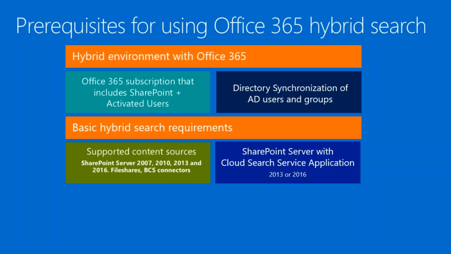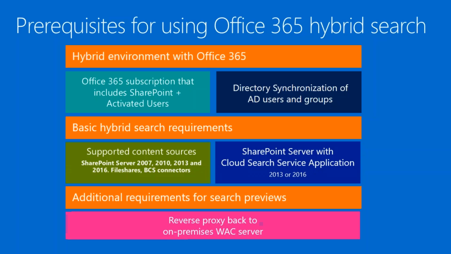And then finally, if you want to show previews of your search content from your on-premises farm, you do need to set up a reverse proxy back to your WAC server, which would be either Office Online Server for SharePoint 2016 or Office Web App Server for SharePoint 2013.